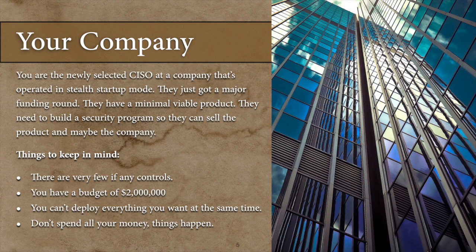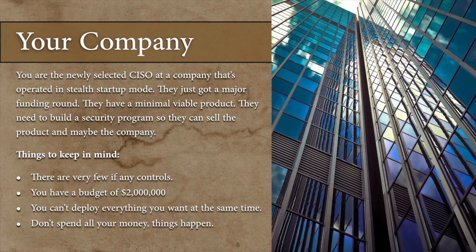The company that you're going to build for this exercise isn't your company or where you work. It's one that you've made up, and you have a certain set of parameters. You are the newly selected CISO at a company that's operated in stealth startup mode. They just got a major funding round. They have a minimal viable product. Basically, that's the very minimum you need to sell something that investors will invest in. They need to build a security program so they can sell the product and maybe even the company.